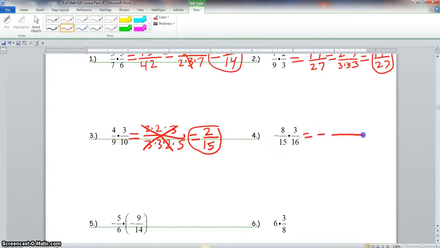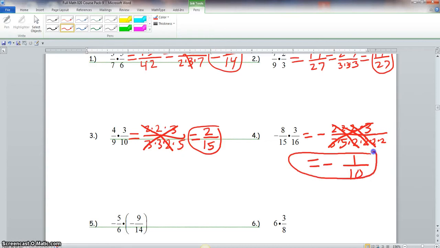Now we go to number 4. We will follow the same process. We know the prime factorization of 8 is 3 2's, and then 3 is prime, so we multiply that by 3. And our denominator, the prime factorization of 15 is 3 times 5, and we know the prime factorization of 16 is 4 2's. Now, we simplify this out. We have 3 sets of 2's that are in common, and we have 1 set of 3's that are in common. So our final answer would be negative, our numerator would be 1, and our denominator would be 5 times 2, which is 10. So it's a negative 1/10.